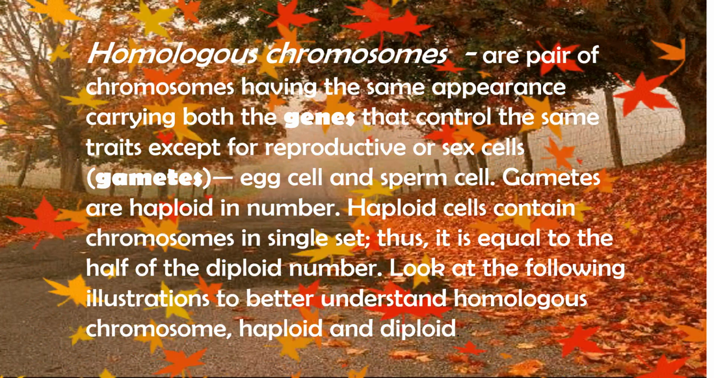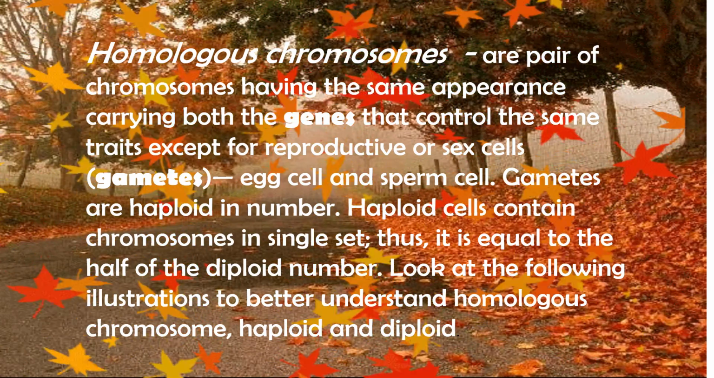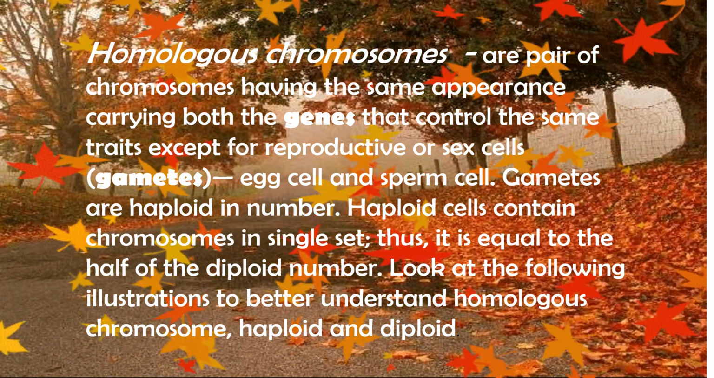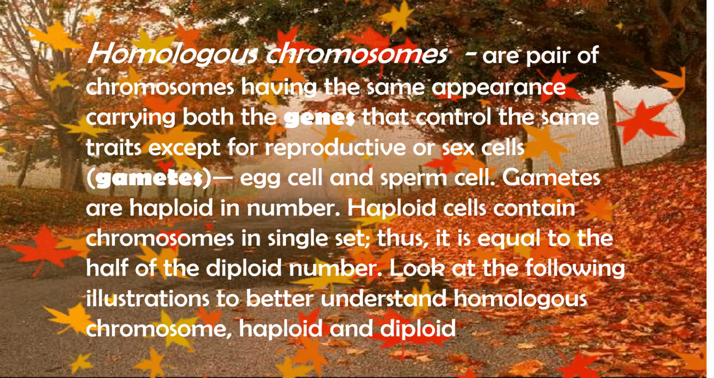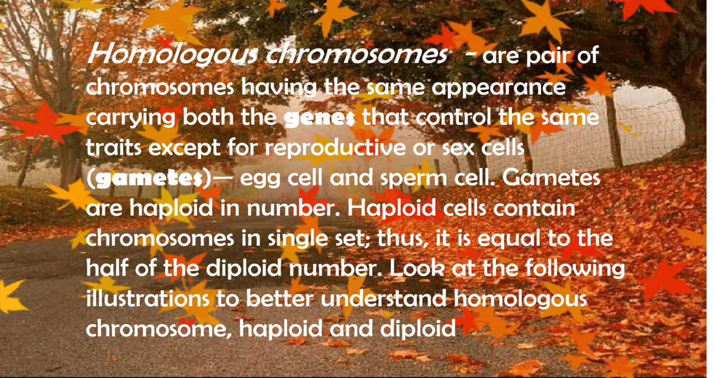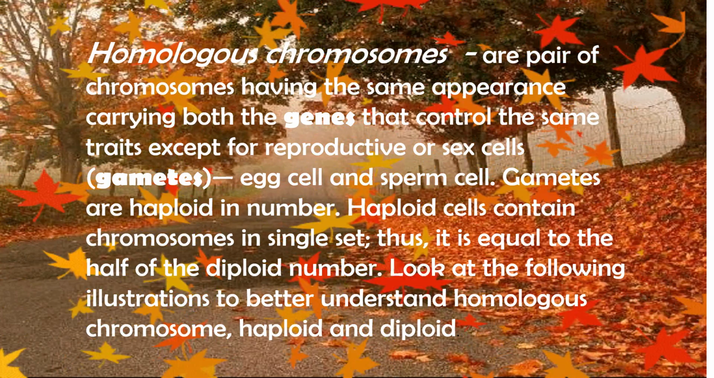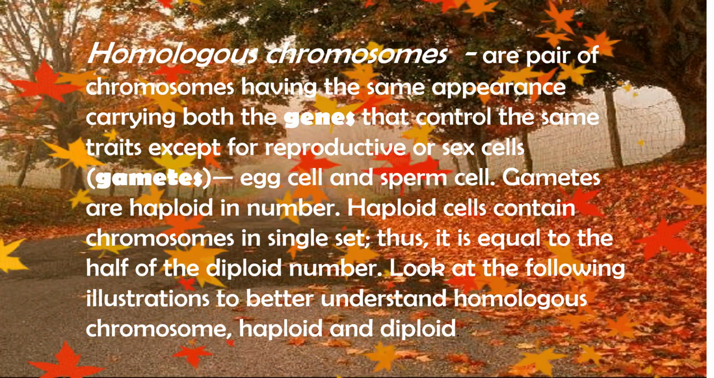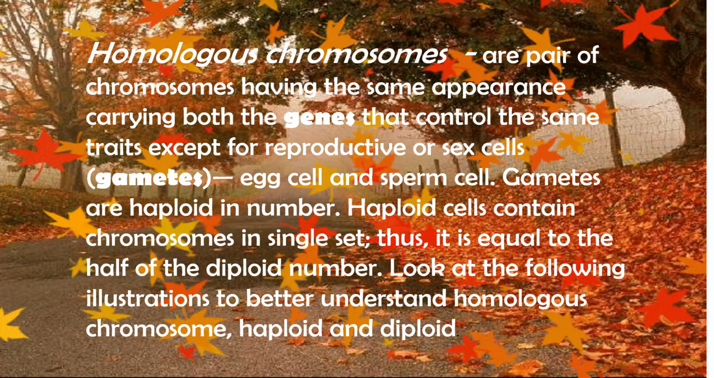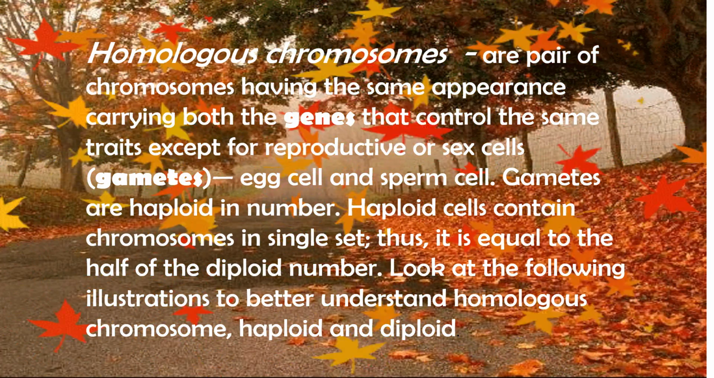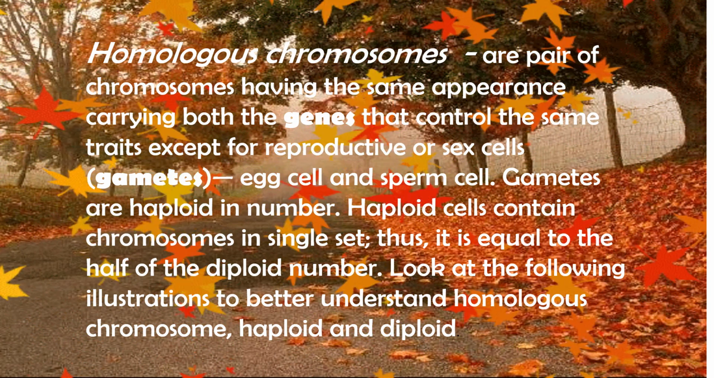Homologous chromosomes are pairs of chromosomes having the same appearance, carrying genes that control the same traits, except for reproductive or sex cells, which are the gametes, the egg cell and the sperm cell. Gametes are haploid in number. Haploid cells contain chromosomes in a single set, thus equal to half of the diploid number.